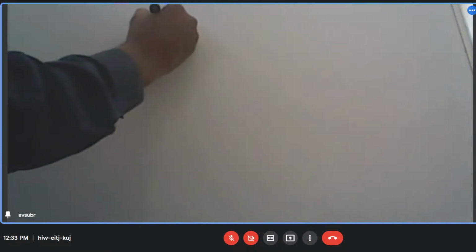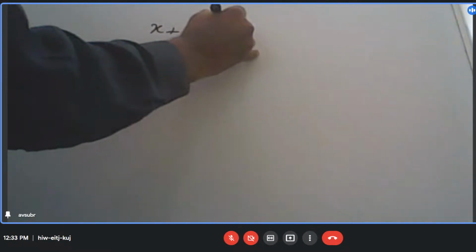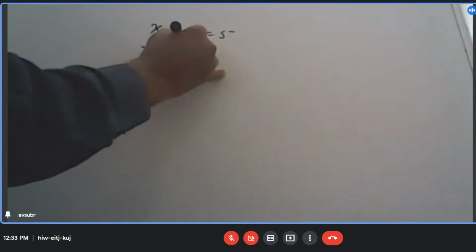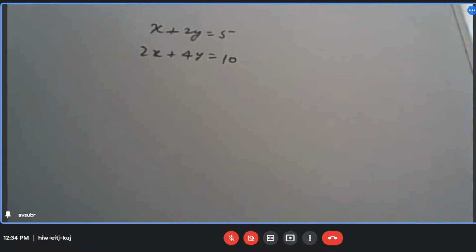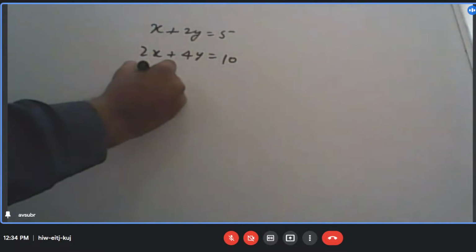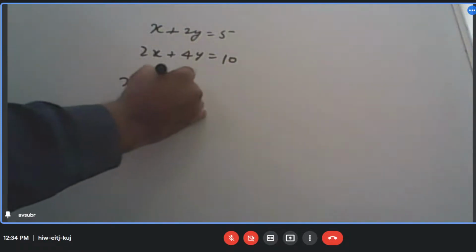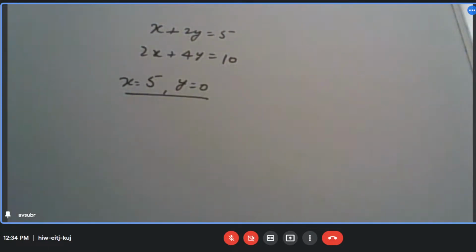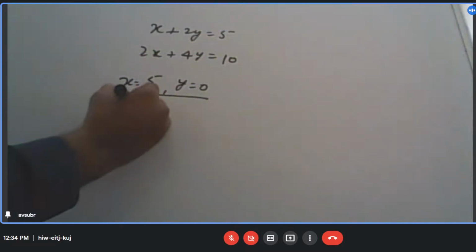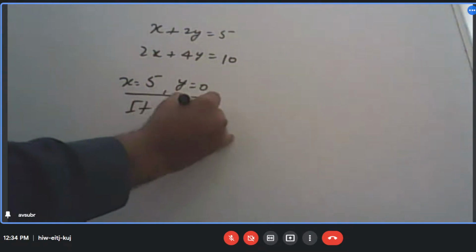So example is x plus 2y is equal to 5 and 2x plus 4y is equal to 10. What is the solution of this equation? x equal to 5 and y equal to 0. Isn't it? So it has at least one solution, therefore it is consistent.